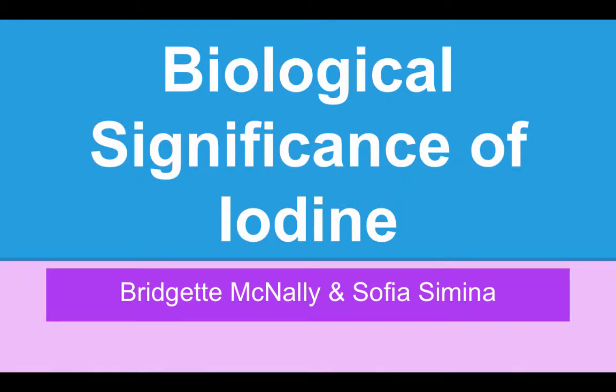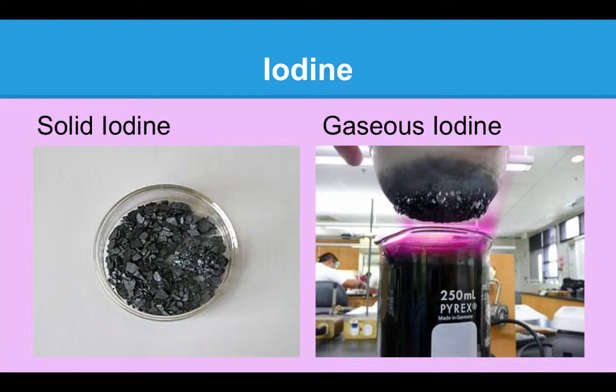And today we're going to talk about the biological significance of iodine. Iodine was discovered in 1811 and has the atomic number of 53 with an atomic weight of approximately 127 grams per mole. It's a halogen and it's in column 17 of the periodic table.